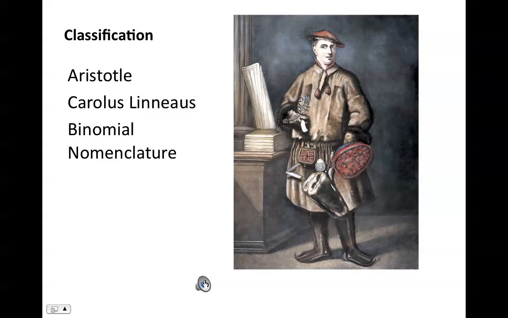Now, using the scientific names and trying to organize groups of organisms based on similarities and differences, scientists have come up with several different schemes or ways to group and classify organisms.